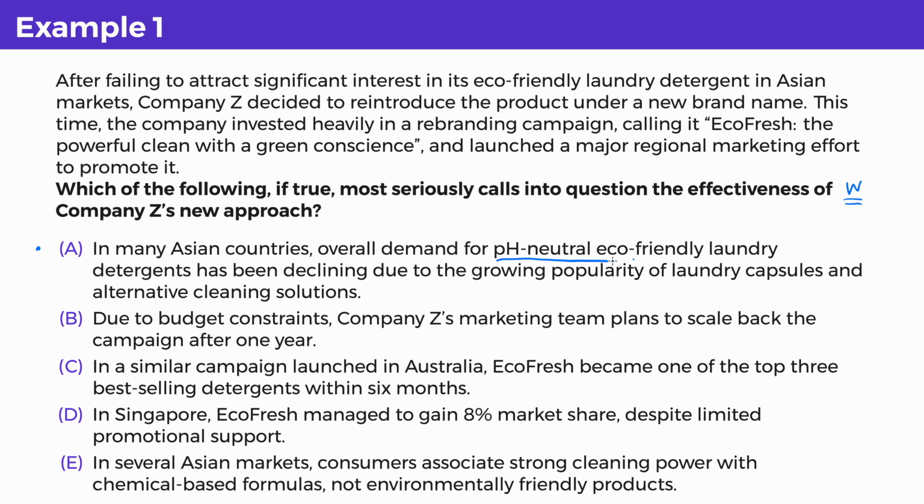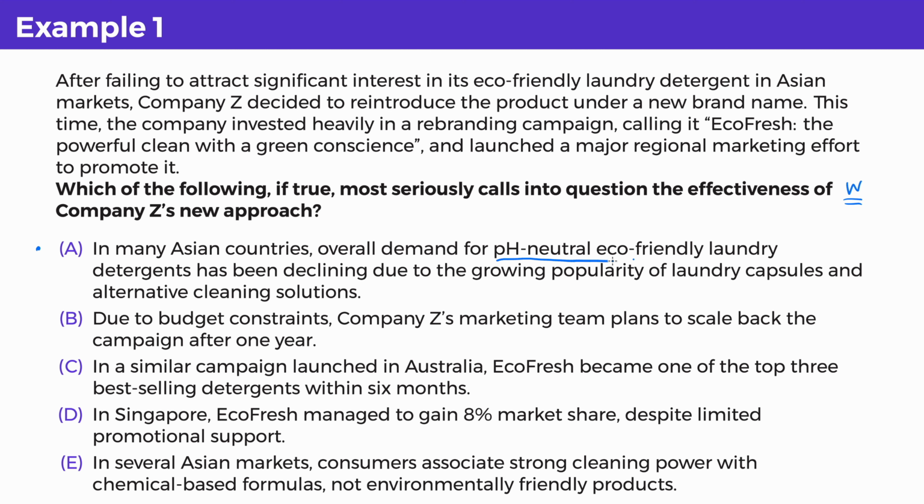So let's see the first one. So remember here, we want to work from wrong to right. So you want to eliminate answer choices at the first reading, leaving at maximum 2 so we can choose after. So let's go to the first one. In many Asian countries, overall demand for pH-neutral, eco-friendly laundry detergents has been declining due to the growing popularity of laundry capsules and alternative cleaning solutions.